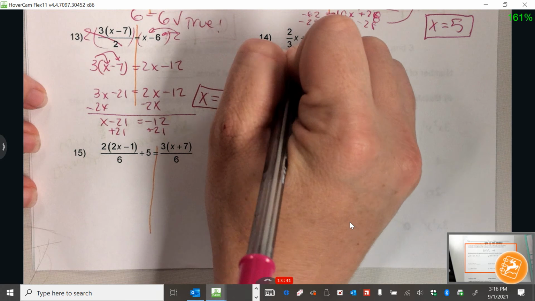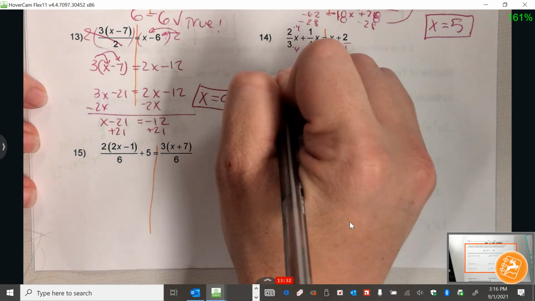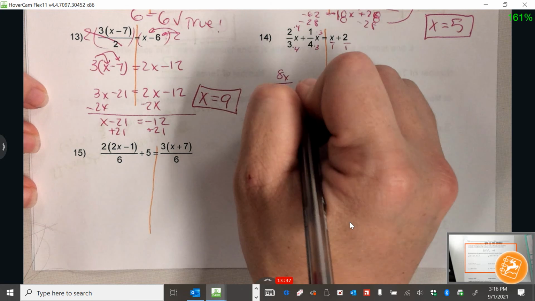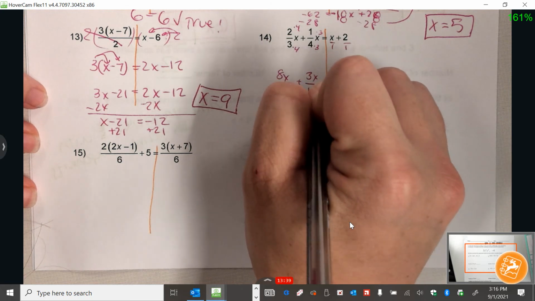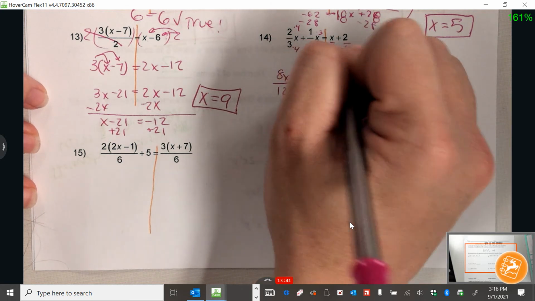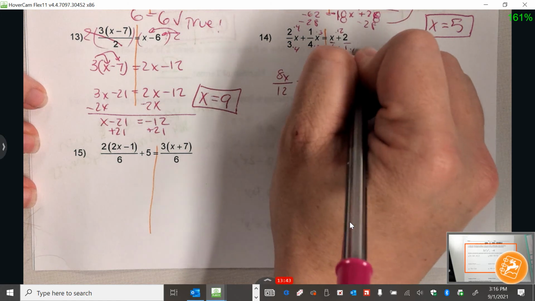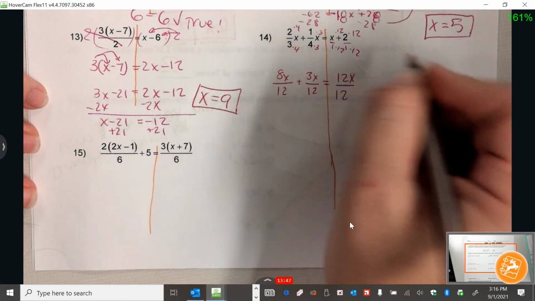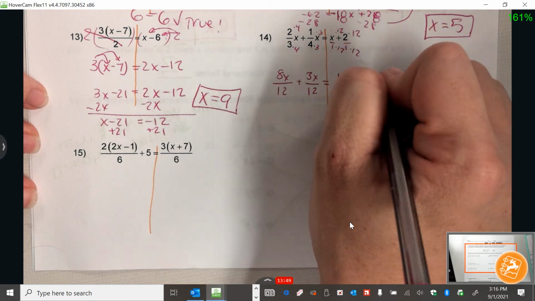So 3 times what is 12? Well, 3 times 4. And that leaves me with 8x over 12. 4 times 3. So that leaves me with 3x over 12. Here, well, it's 1, so 1 times 12. So that leaves me a 12 over 12, 12x, sorry. Plus 2 times 12 is 24 over 12.